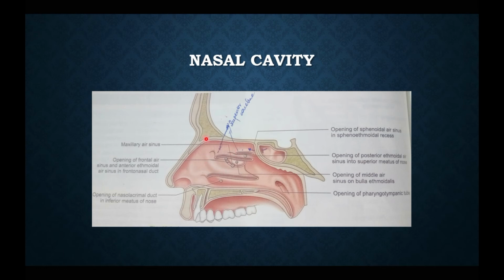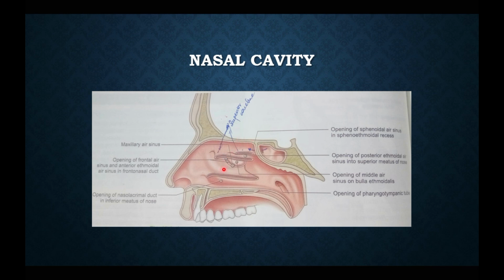The roof is 7 cm long and 2 mm wide. It slopes downwards both in front and behind. The middle horizontal part is formed by the cribriform plate of the ethmoid. The anterior slope is formed by the nasal part of the frontal bone, nasal bone and the nasal cartilages. The posterior slope is formed by the inferior surface of the body of the sphenoid.